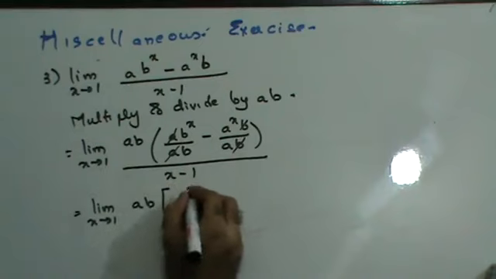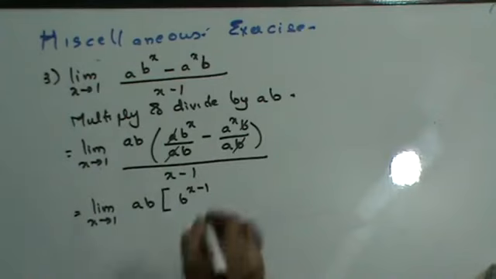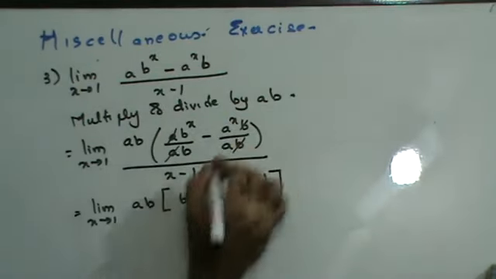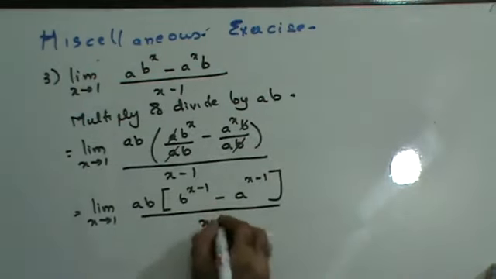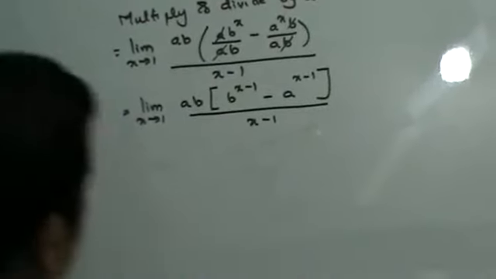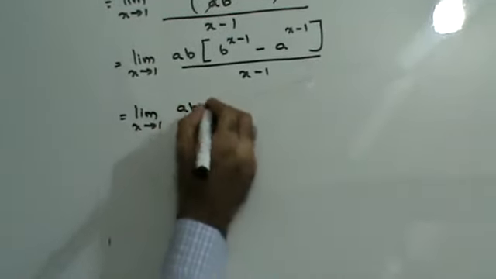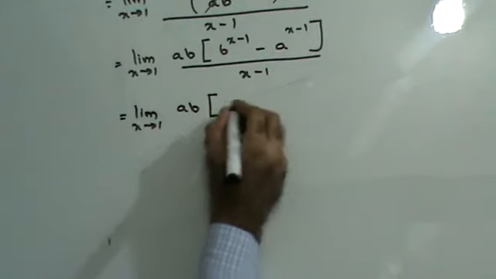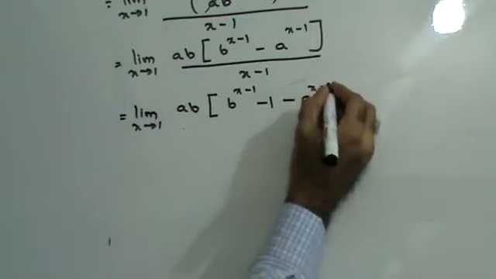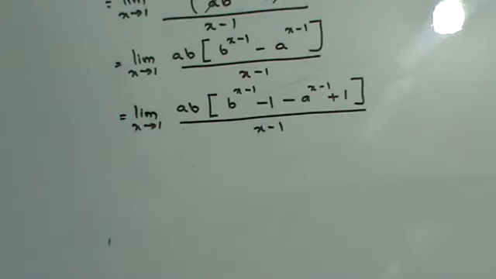So this is going to be limit of x tends to 1, ab times b raised to x upon b, which is nothing but b raised to x minus 1, minus a raised to x minus 1, same thing, a raised to x upon a, upon x minus 1. This can be written as limit of x tends to 1, ab, this is going to be b raised to x minus 1, subtract 1, add 1 upon x minus 1.